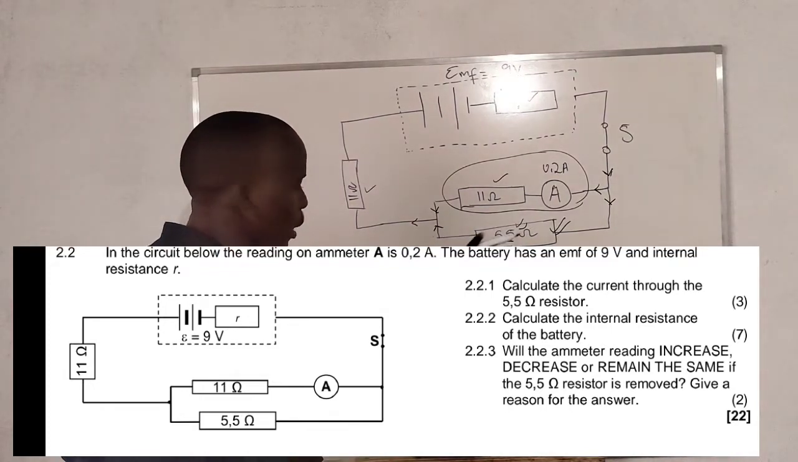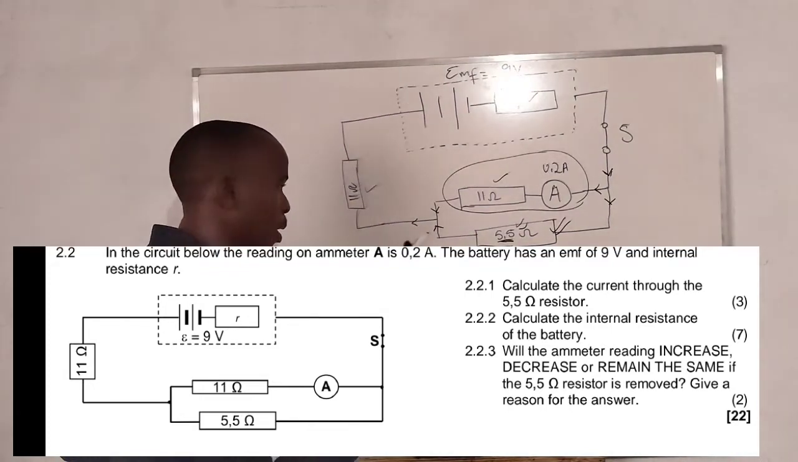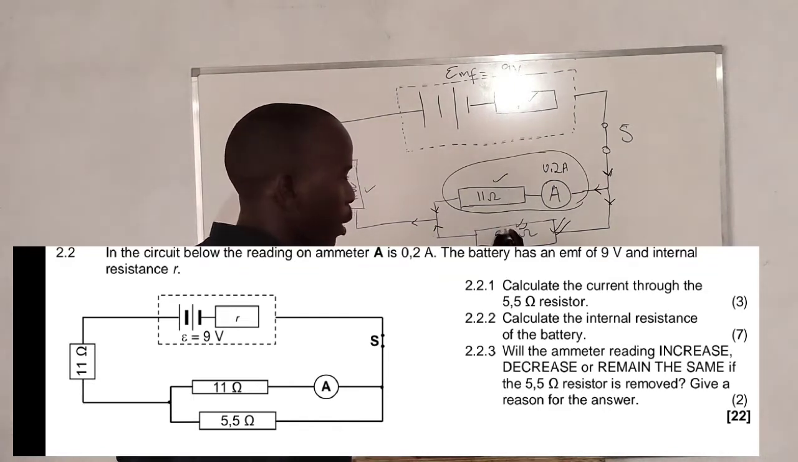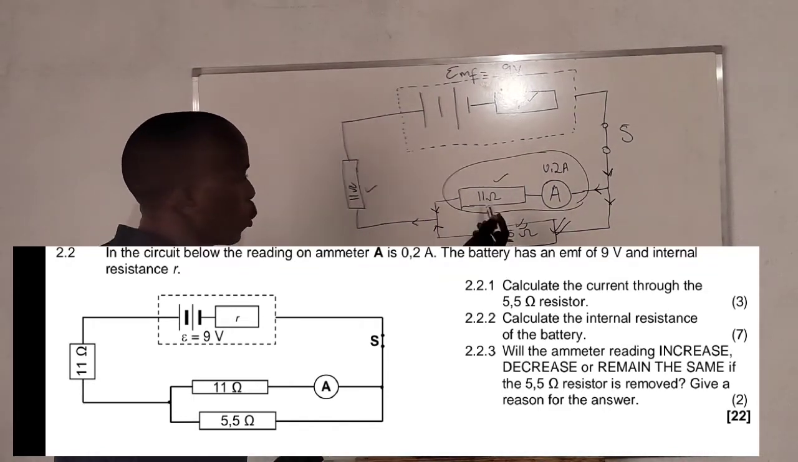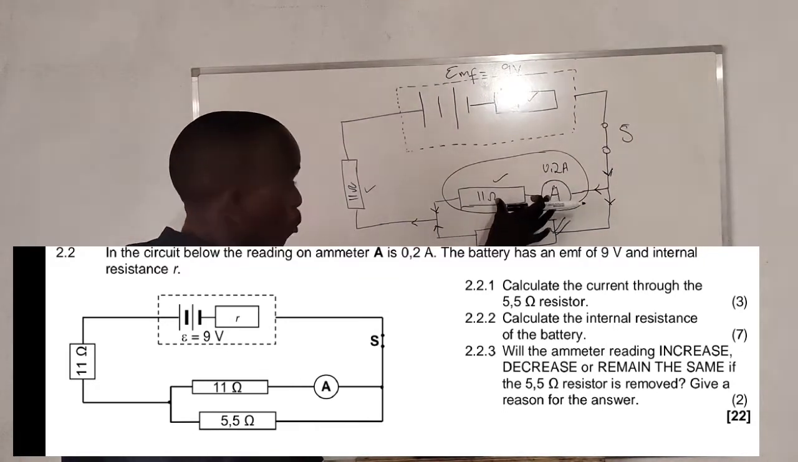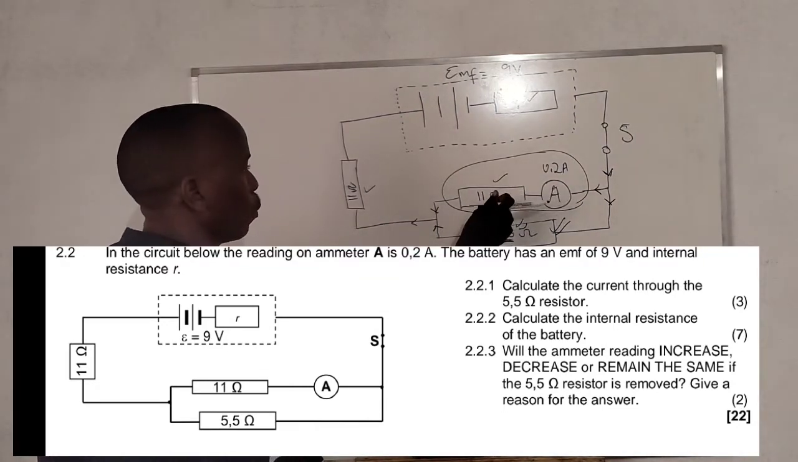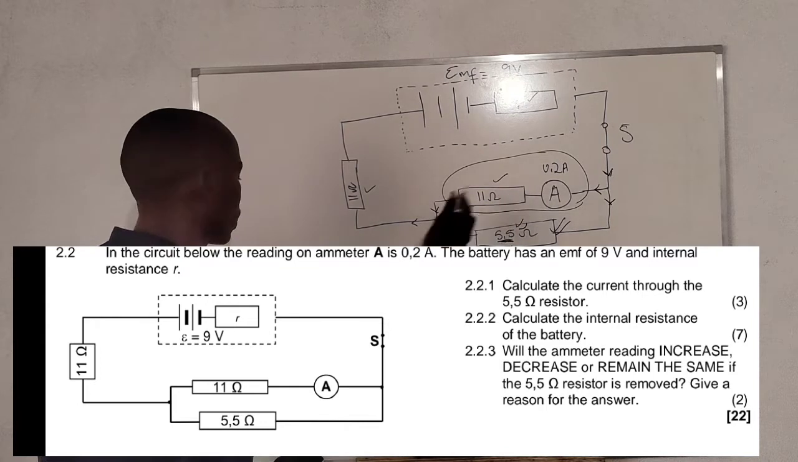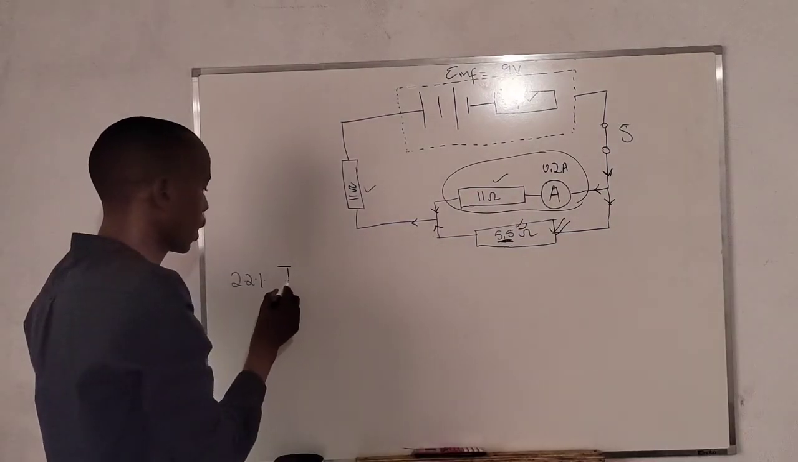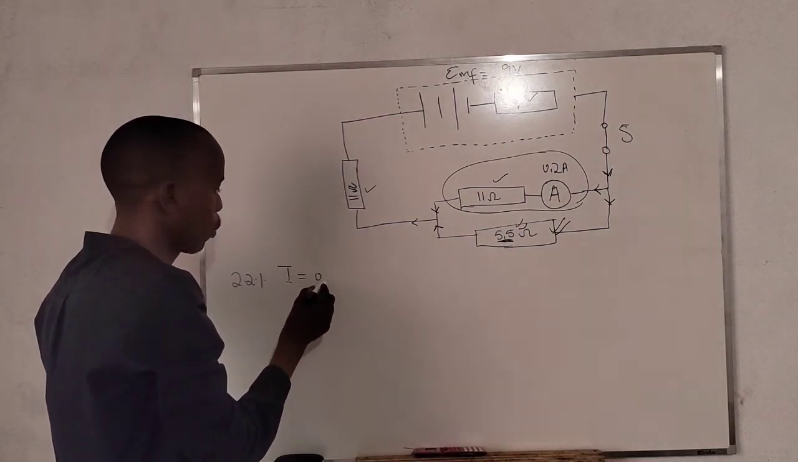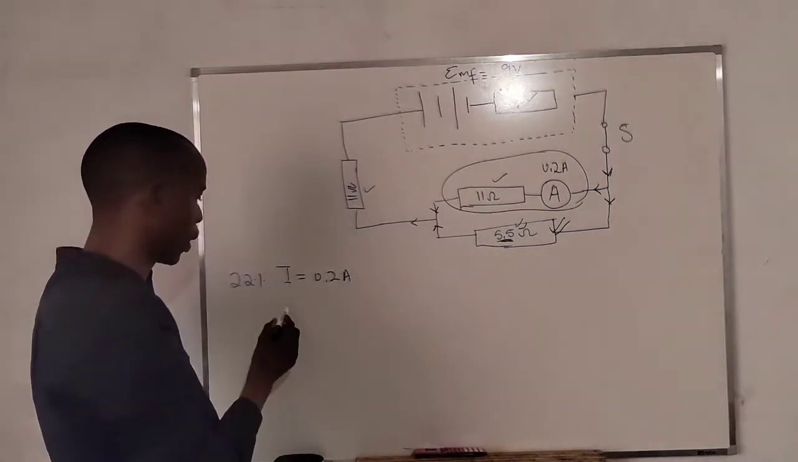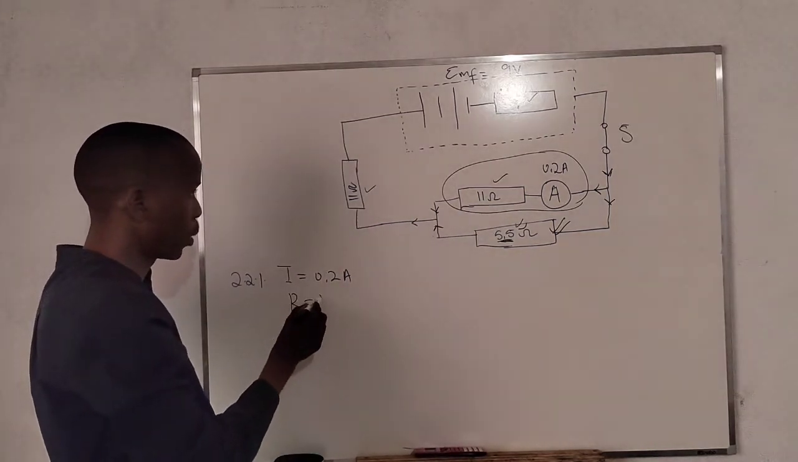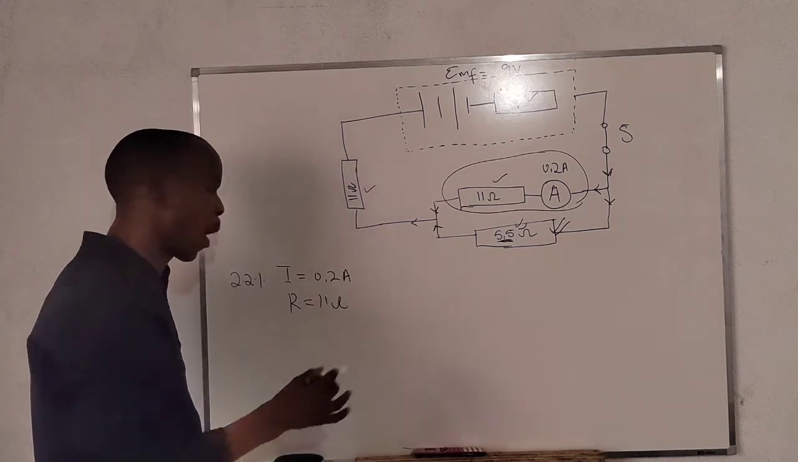Now let us calculate. The first question requires us to calculate the current passing through the 5.5 ohm resistor. So we can calculate the voltage first. I'm going to calculate the voltage passing through this resistor. With this resistor, I know the current. The current passing through that resistor is 0.2 amperes, and the resistance of that resistor is 11 ohm. So what do we do here?